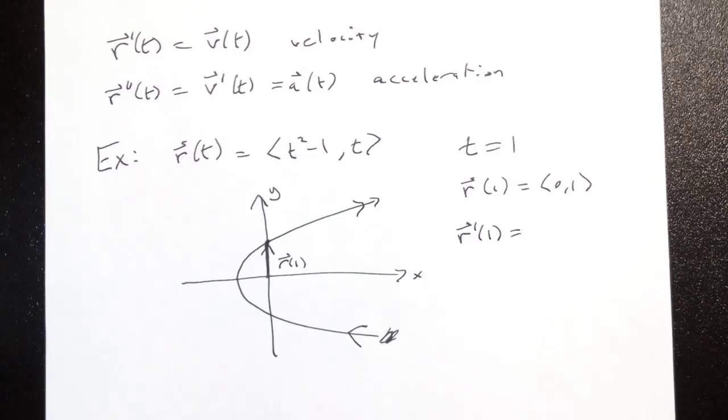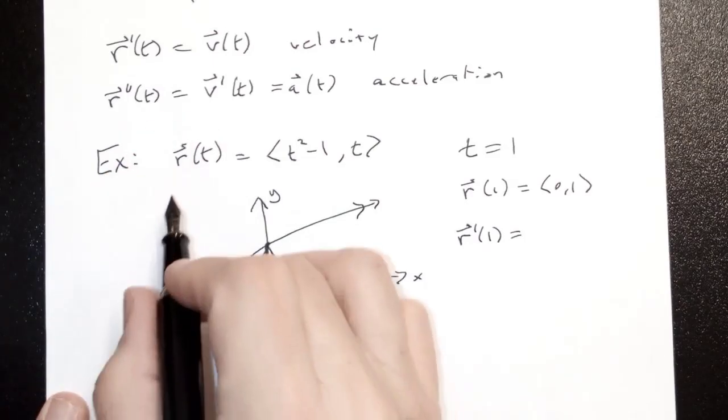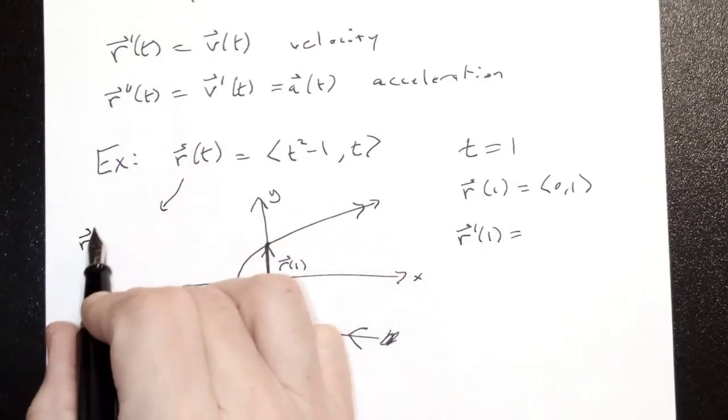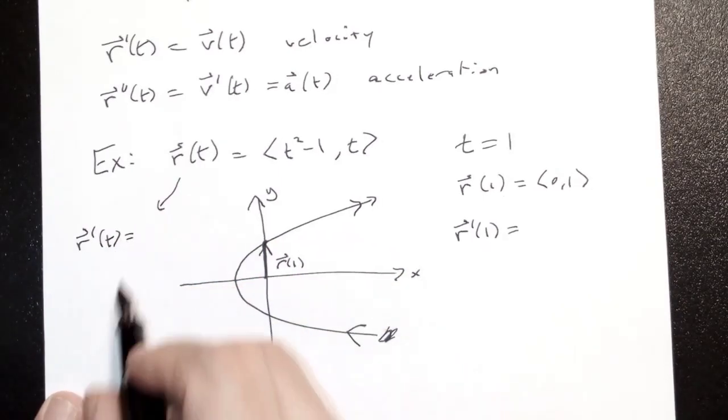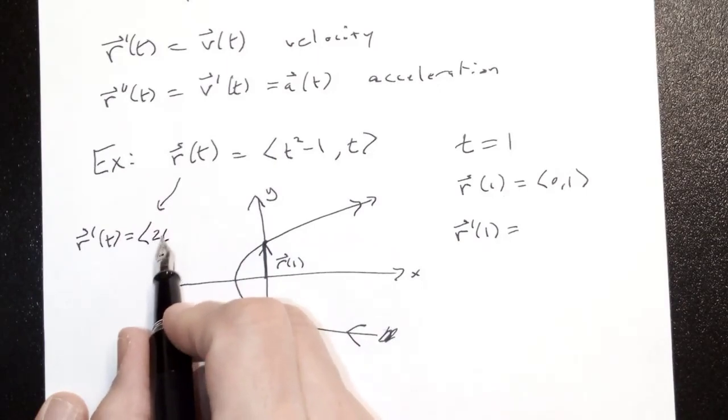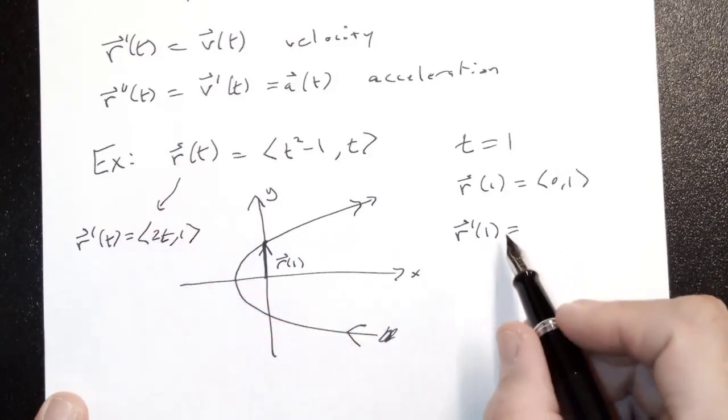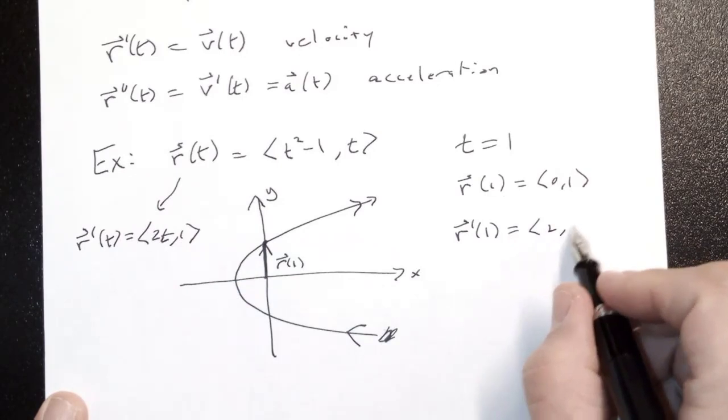I want to do r prime of 1. Well, that means I need r prime of t. So let me go over here. What's r prime of t? So if I put in 1, I'm going to get 2, 1.